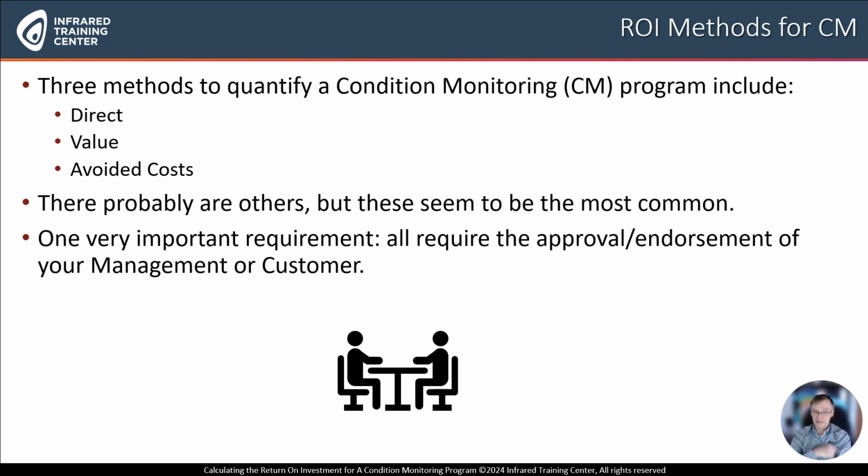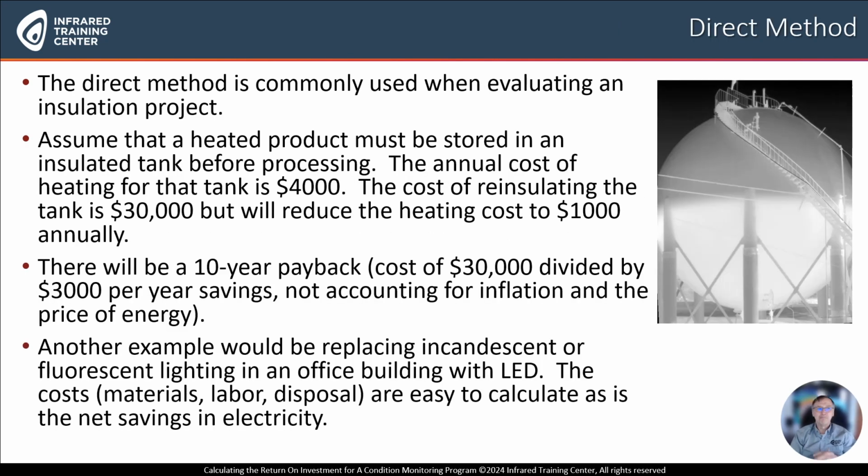And the avoided cost one is where we're going to spend the most time, because that's the most complicated. And I'm sure there are others. Individual companies may have a better way to do this. But all of those, the direct, the value, avoided costs, have one very important requirement. It needs the approval and endorsement of your management or your customer. And your management is your customer in many situations. So we have to get some buy-in.